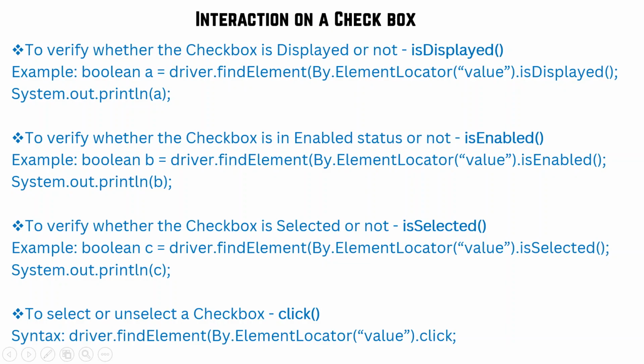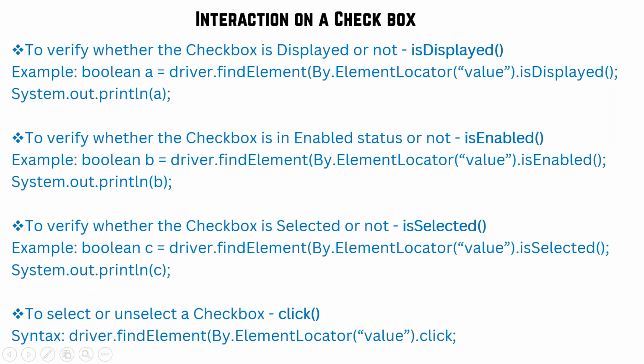After that, what are the different things we can do on the checkbox? First, whenever you want to interact with any element, mostly you have to check whether the element is displayed or not. In case the element is not displayed, there is no point in other interaction. So the isDisplayed method is there to verify whether the checkbox is displayed or not. After that, for a checkbox you can check isEnabled. If it is not enabled, you cannot select or unselect, because a disabled element is read only. You cannot do any operation.